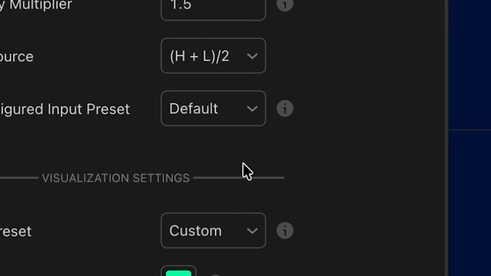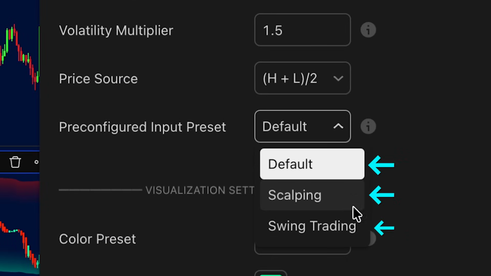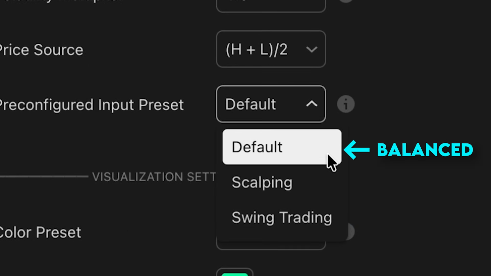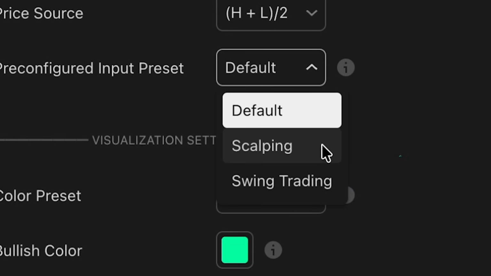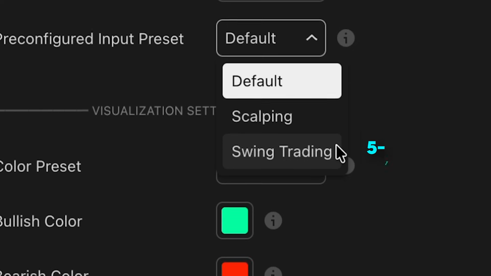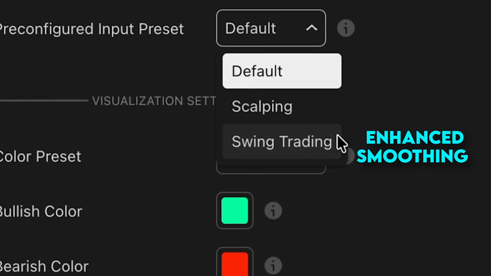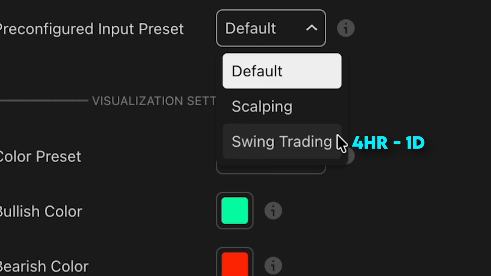Now, before I show you how to trade with this, let's get your settings right. Double-click on the indicator to open the settings panel. First, you'll see 3 preset configurations available: default, scalping, and swing trading. Default is balanced for most traders and time frames. Scalping preset gives you faster response with higher sensitivity, perfect for 5-minute to 15-minute charts. And swing trading preset adds enhanced smoothing and slower response, ideal for 4-hour to daily time frames.